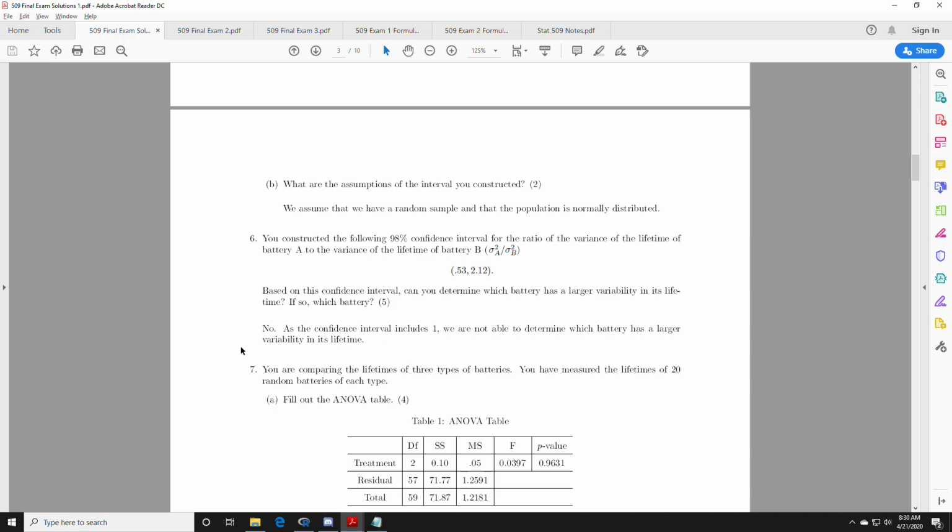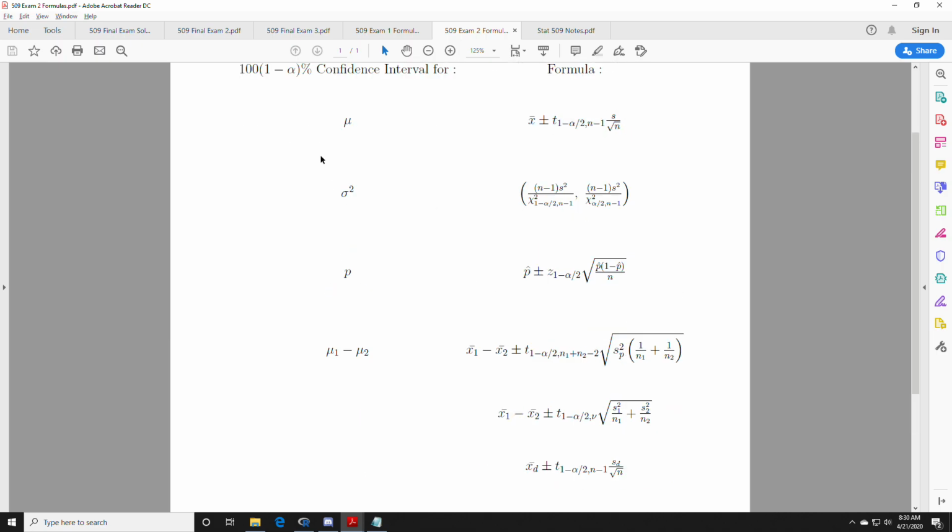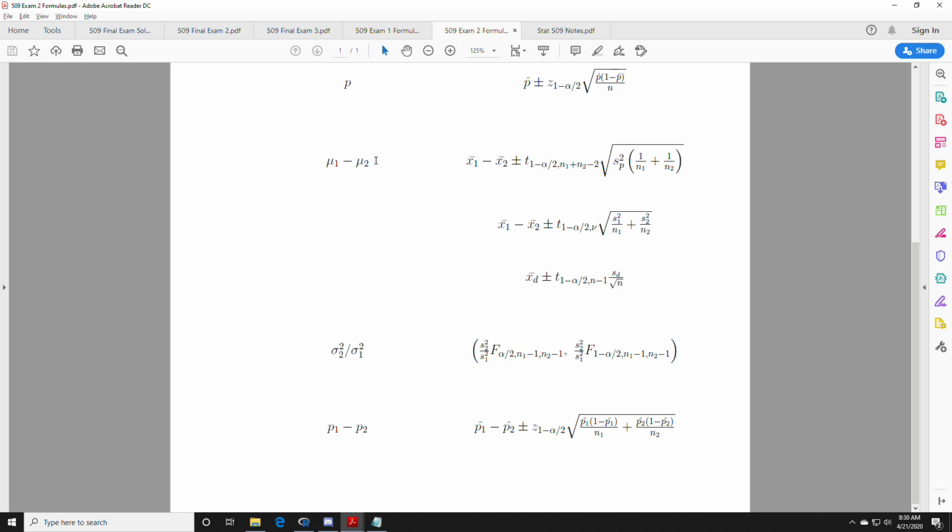98% confidence interval for the ratio of the variances. I'm pretty sure, let me try to remember here. We definitely did all three regular cases, or one sample cases: mean, variance, proportion. We did two population proportion. We skipped these, right? We skipped the ratio of two variances, so two population variance. We also skipped two population proportion.